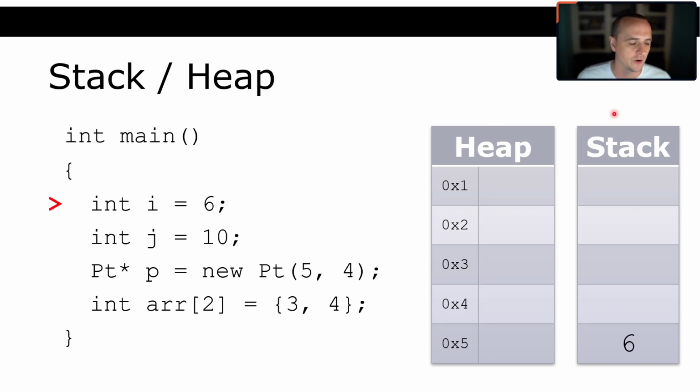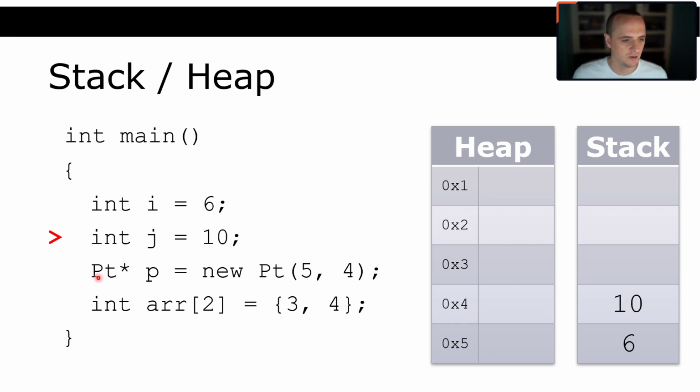The first thing we're going to do, just like before, is set up an integer i equal to 6. Because there's no new keyword here, the 6 just gets put onto the stack. Okay? Next, we're going to have int j equals 10. So j gets put over here on the stack, right? Value 10.